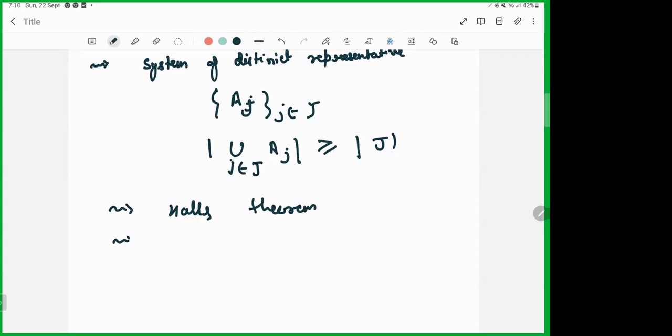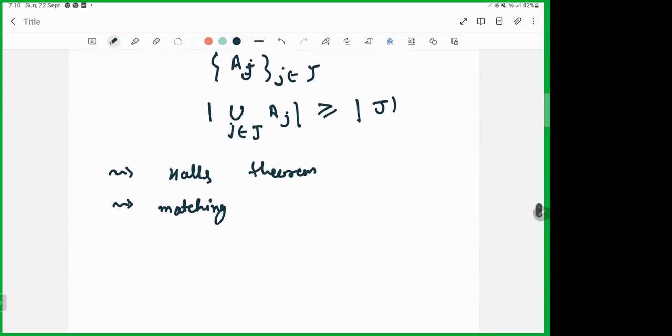For Hall's theorem we also need a term called matching. What is the definition of matching? A matching is a set of pairwise disjoint edges. Then we defined vertex cover. What is the vertex cover? It is a set of vertices such that all the incident edges are covered by it. You have no missing edge. So this is vertex cover.